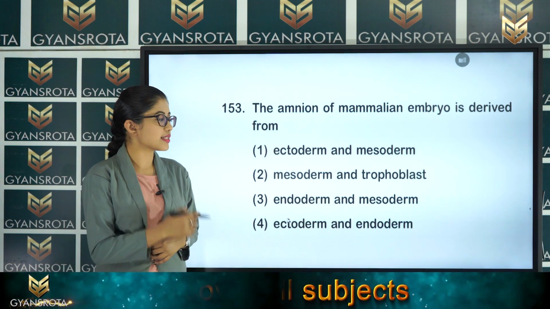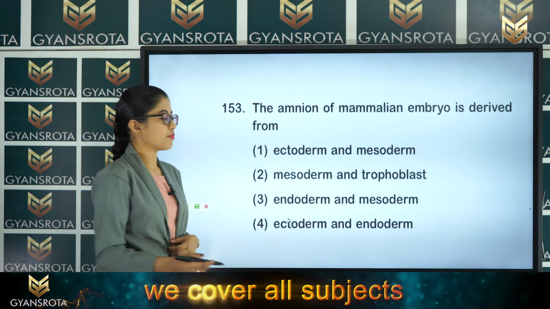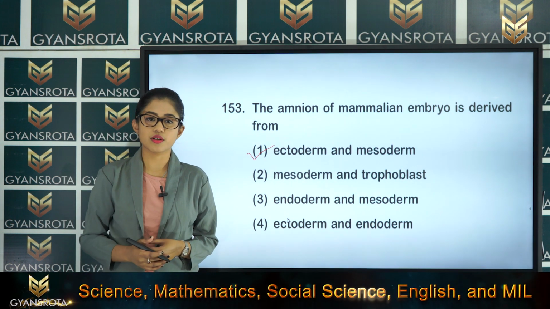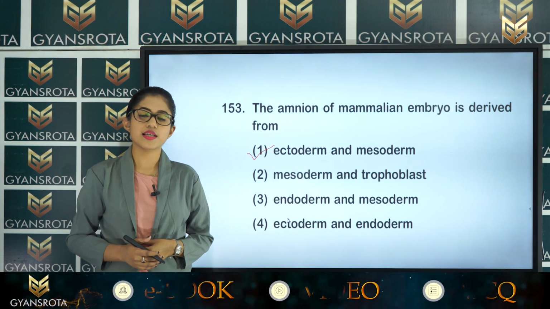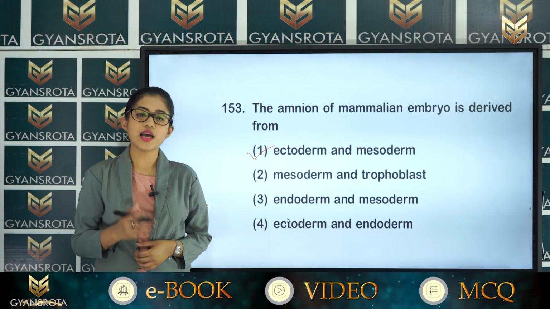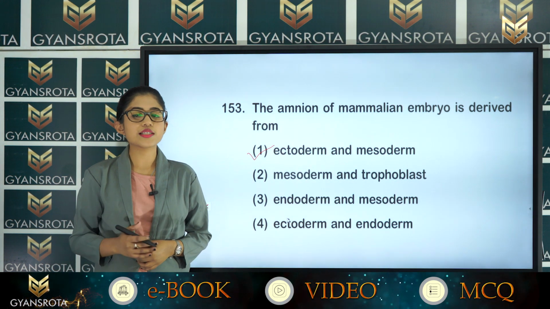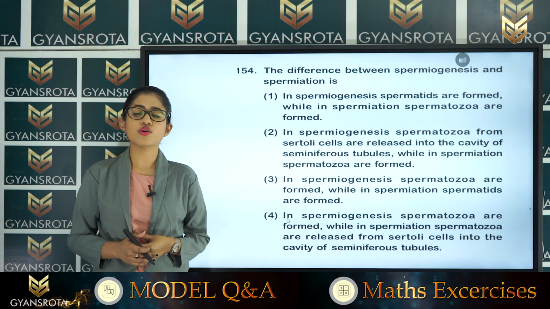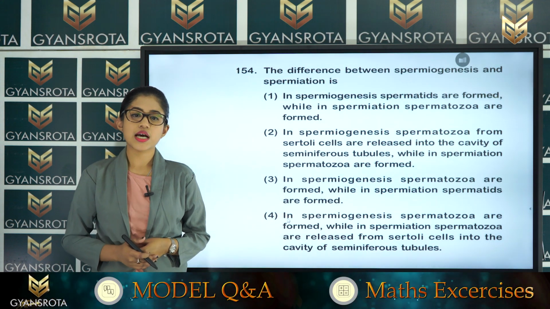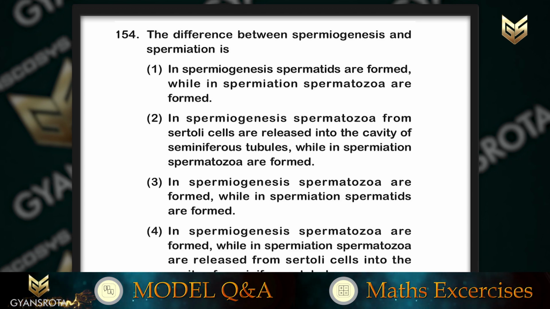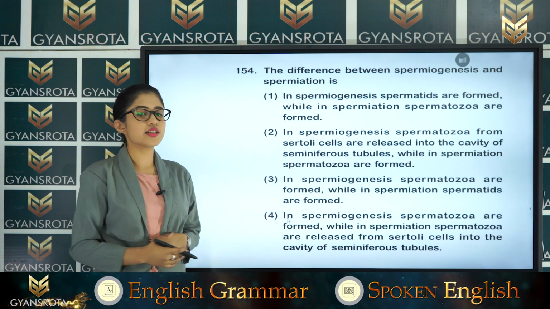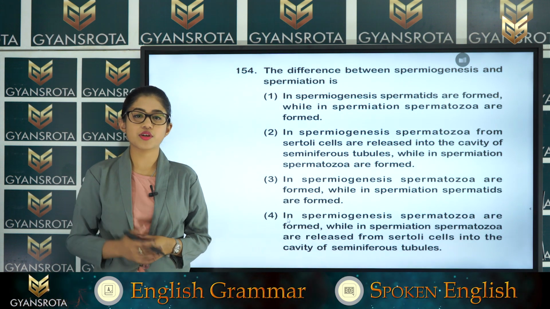So, which among them is the correct answer for this question? Option number 1, ectoderm and mesoderm. So, these are the embryonic layers which derive the amnion. Okay. Now, let us move on to the next question. As you can see here, question number 154. The difference between spermiogenesis and spermiation is, so this question is from the chapter Human Reproduction.